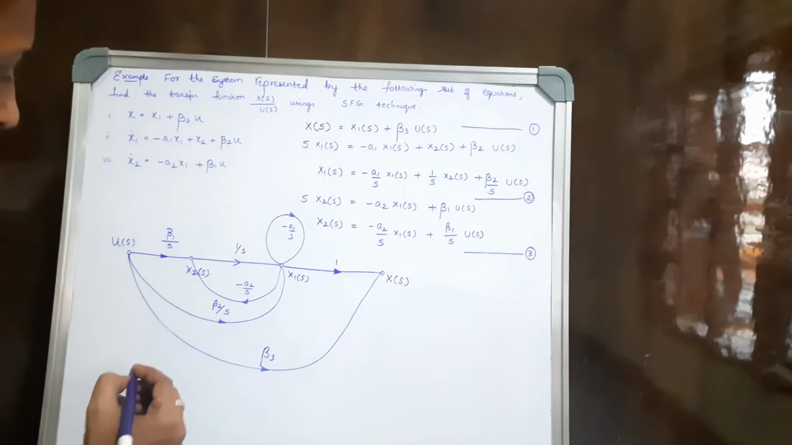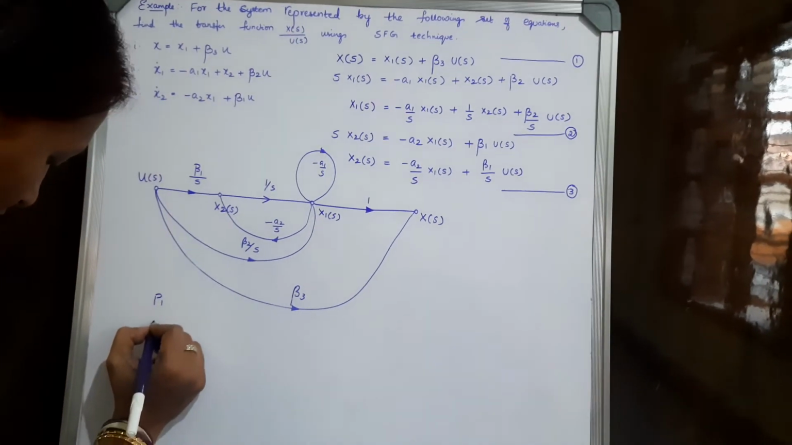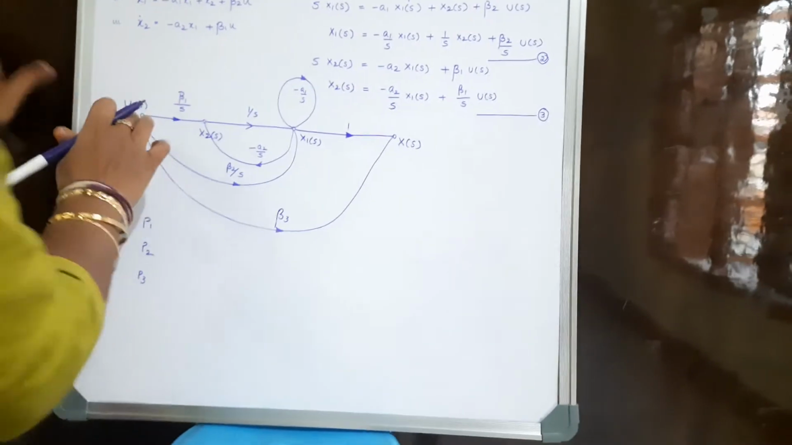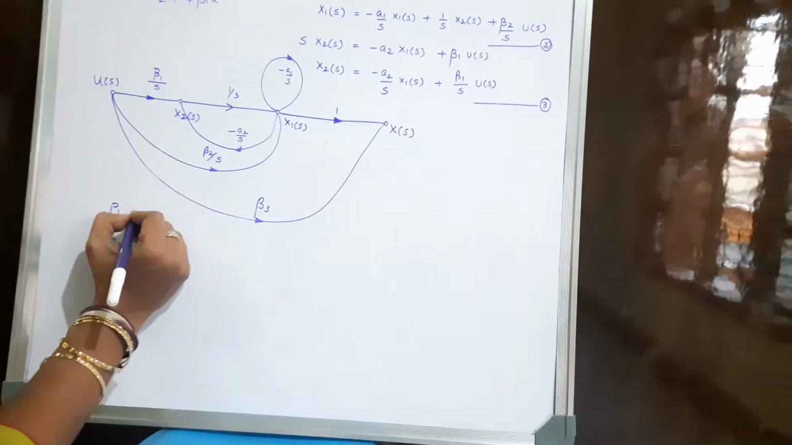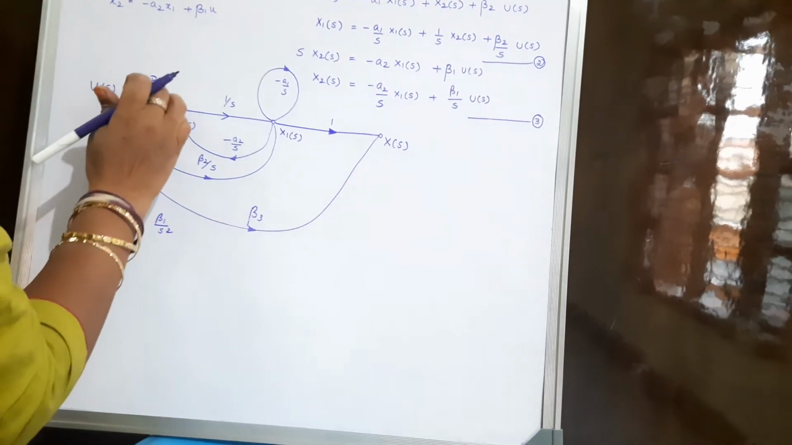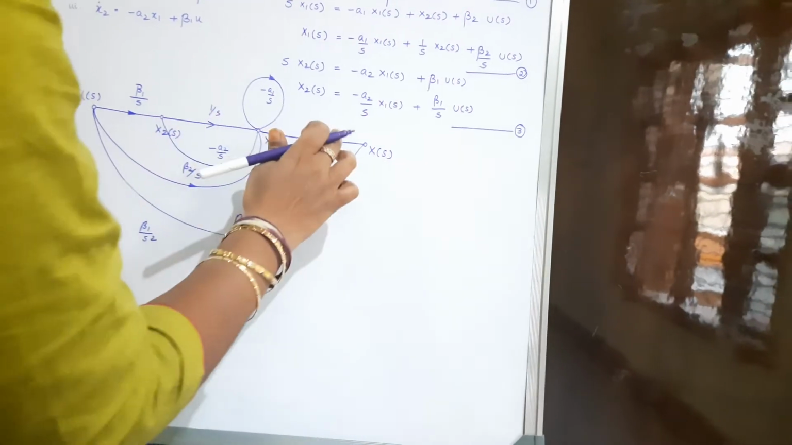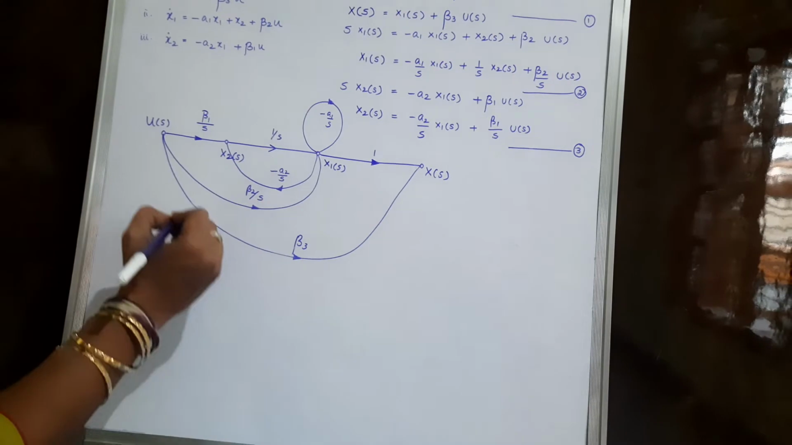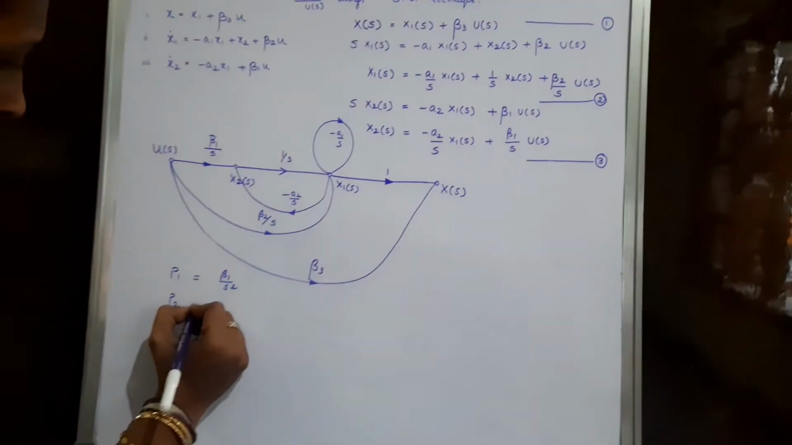All that we have to do here is to find out the number of paths. So we shall just go on finding out how many paths are there. So the first path being this one, that is a straight path from input node to output node, with path gain being beta 1 by s square, because beta 1 by s multiplied by 1 by s becomes beta 1 by s square. Anything multiplied by 1 will remain the same. So the first path being p1 with respective path gain to be beta 1 by s square.